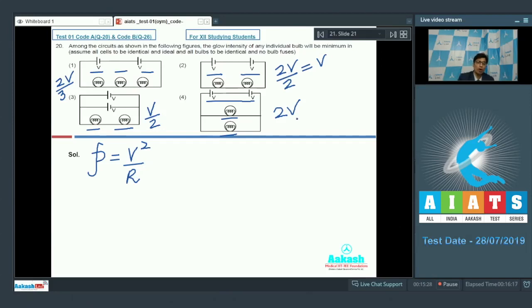So comparing all the 4 options, we can see that in option number 3, the potential difference, that is V by 2, is minimum as compared to any other option. So in option number 3, the bulbs will glow with the minimum intensity as compared to any other option. Now dear students, let us proceed to the next question, which is question number 21.